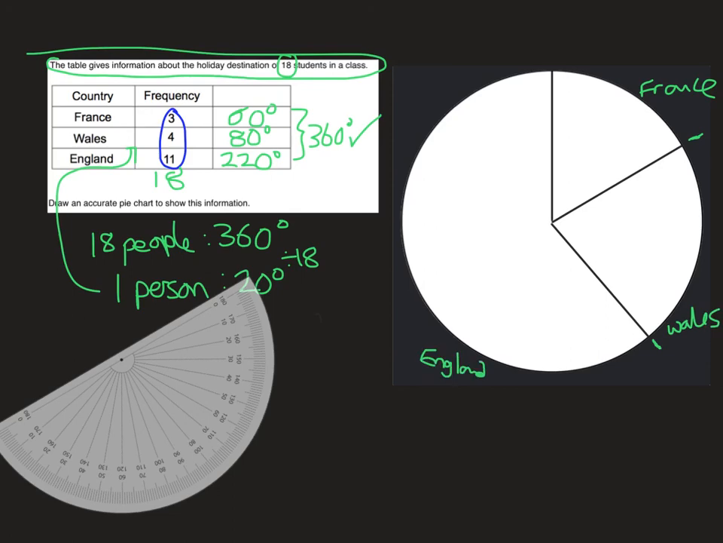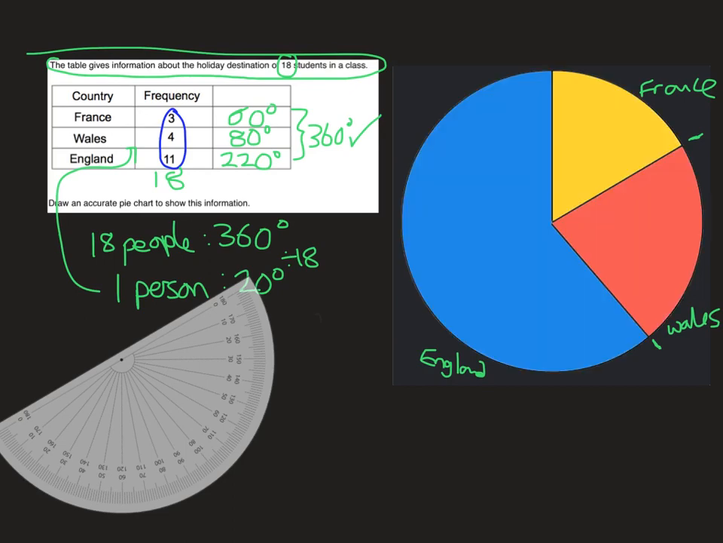And here is the England section. And if I measure that angle, which I have done, the angle around the outside is 220 degrees. Well, I worked out actually that these on the right, they added up to 140. So the other angle must be 220. So I know I've done something right. And then I can colour it if I wish. And I should give it a title really as well.